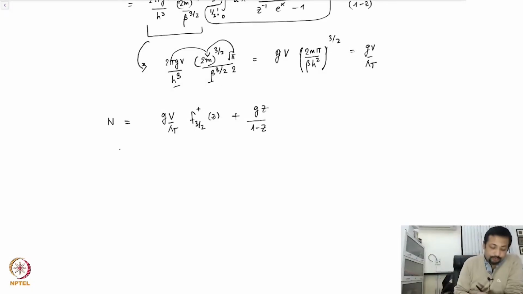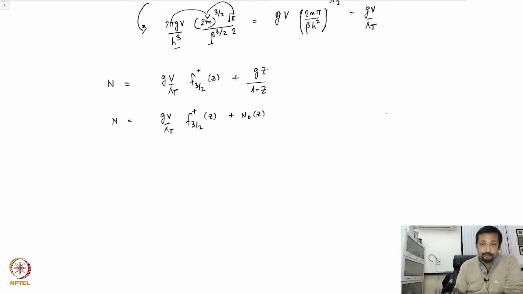So now we have this expression for n, which is essentially gV over lambda_T, f_{3/2}^+(z), the plus denoting that we are looking at a bosonic system, plus n_0(z). So as usual, the fugacity has to be determined from this relation.